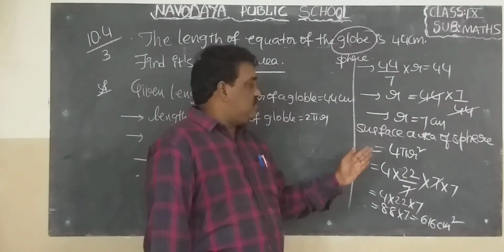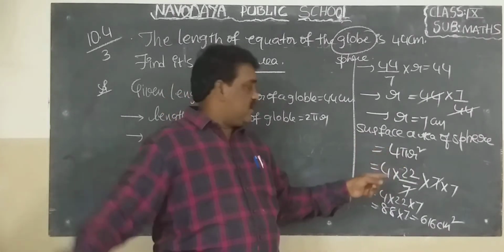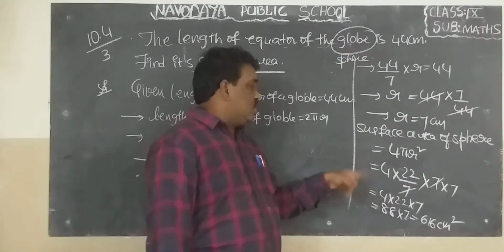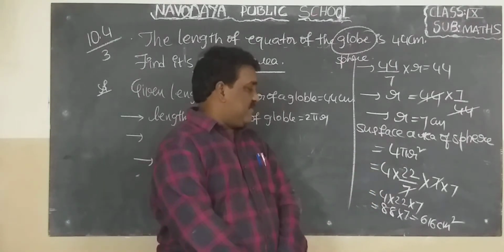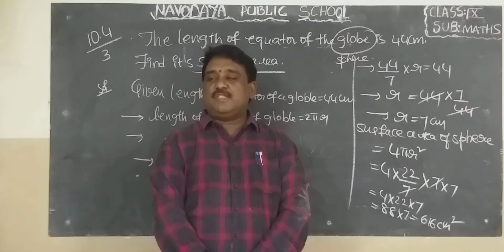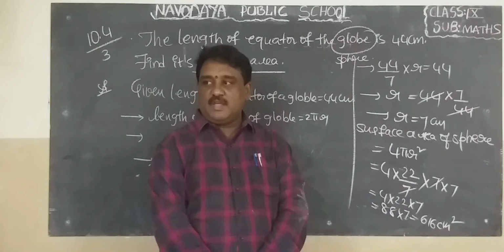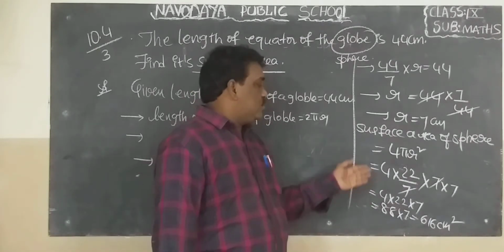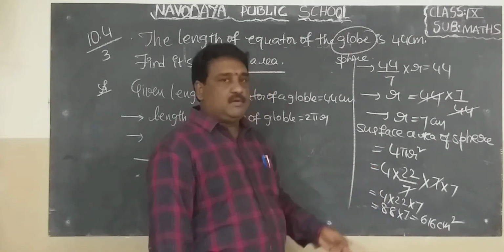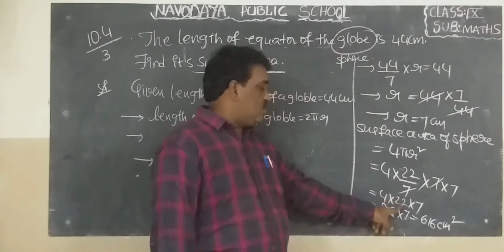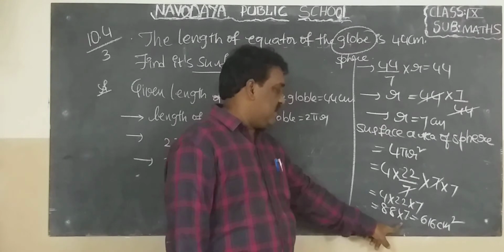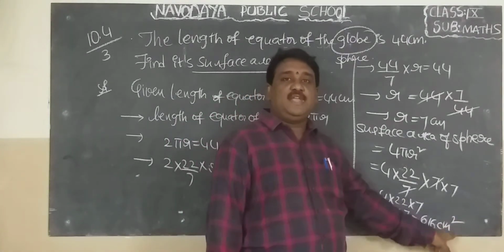Surface area of the sphere. Surface area of the sphere formula 4 pi r square. 4 into 22 by 7 into 7. 7 cancel. So what we get? 4 into 22 into 7. 4 into 22, how much? 88 into 7, 616 centimeter square.